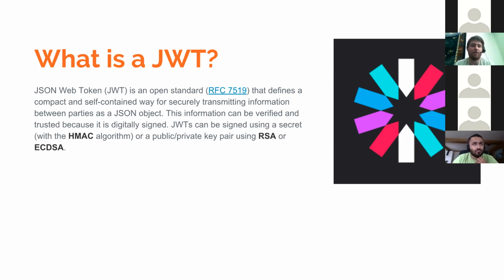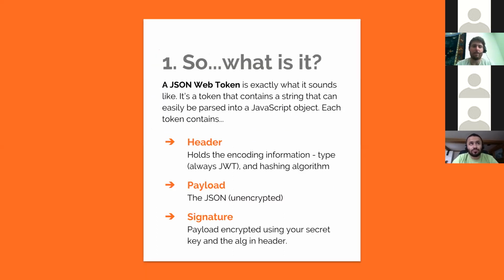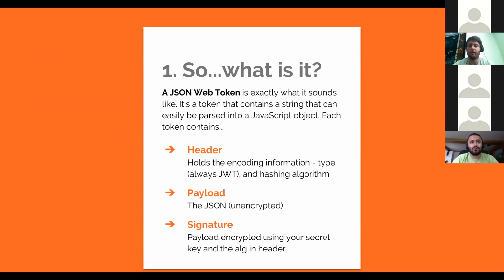This is how JWT.io answers the question. This is the first paragraph you'll read on their website. But I created a little more structured answer. To me, I like to think about what something is in terms of what is it made of. But a JSON Web Token is just what it sounds like. It's a token that contains a string. We're used to JSON, manipulating JSON.